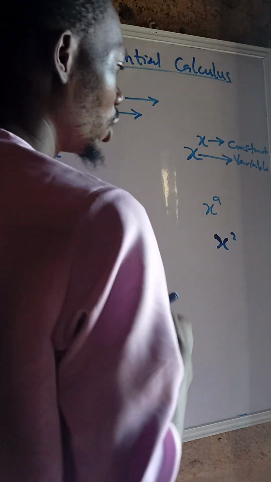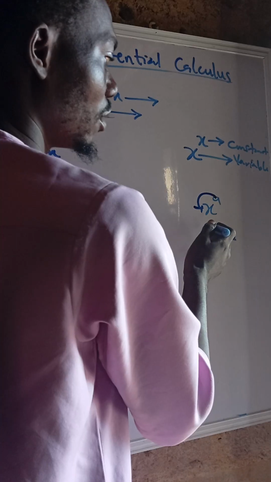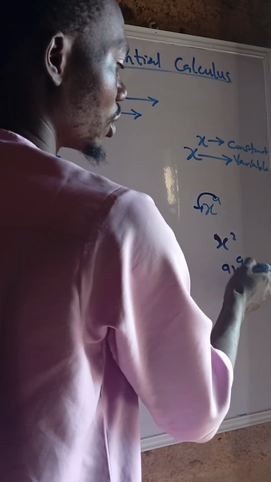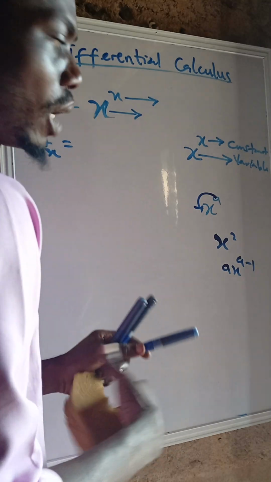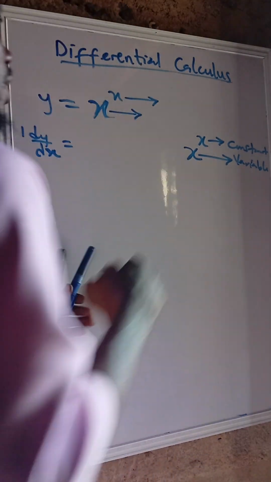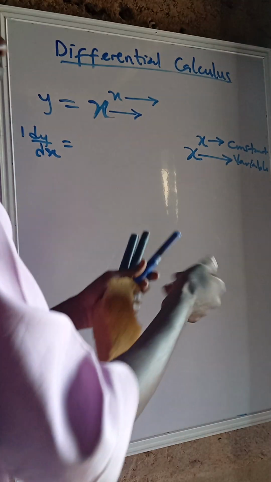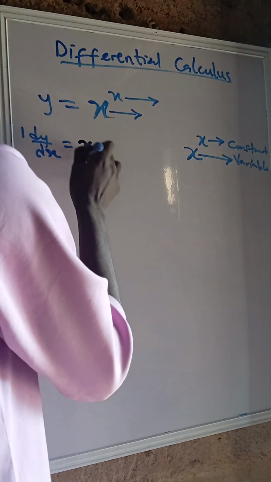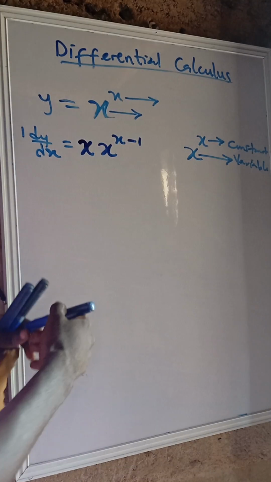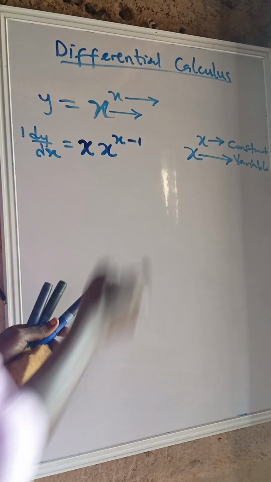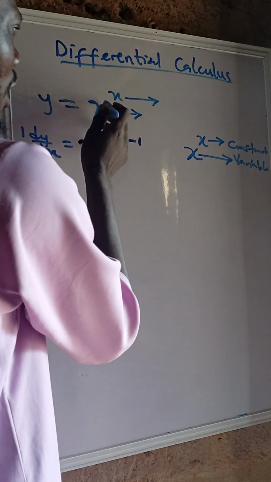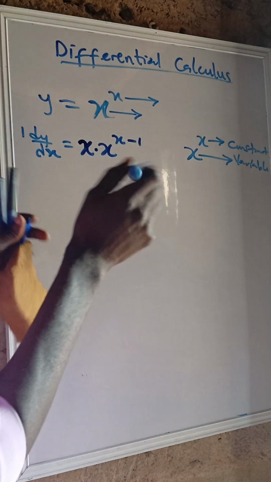Okay, so what do you do? You bring this one down, and that becomes what? a x. Then you subtract 1 from this, and that will be a minus 1. That is the same thing you do here. So don't look at x as a variable. The x up here, take it as a constant. So what do we have? The x will come down, multiplied by x to the power x minus 1. I hope that one is clear. Bring this one down here. Okay? Multiply by x to the power x minus 1.